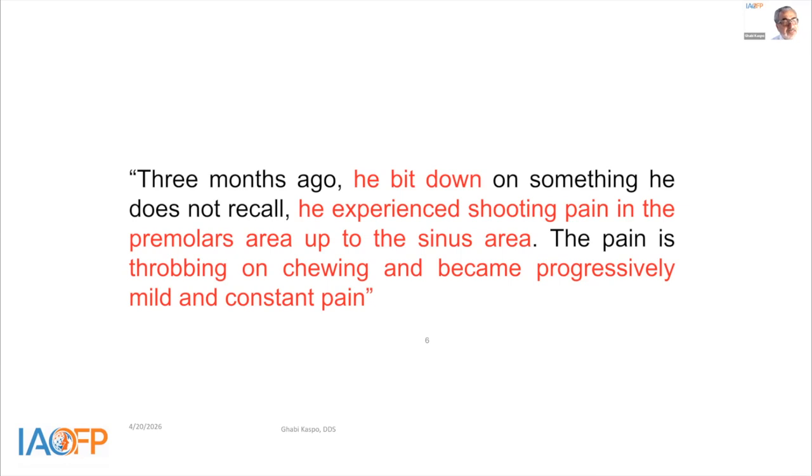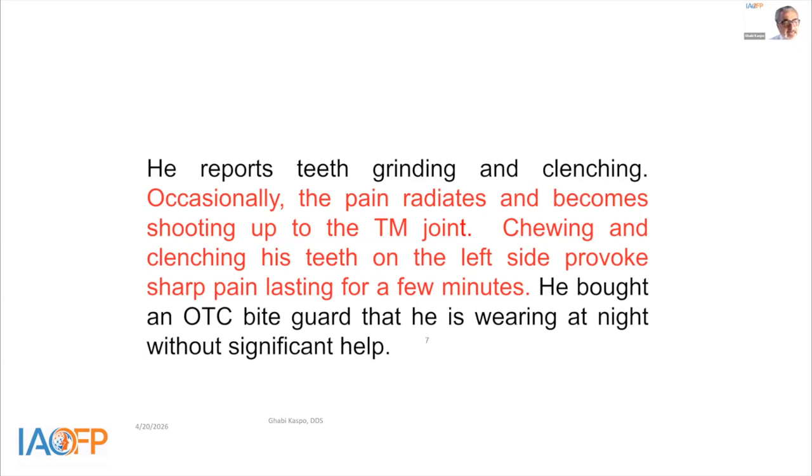His history was that 3 months ago, he bit on something he does not remember and started experiencing shooting pain in the premolar area, up in the sinus area. The pain was throbbing, became more aggressive with chewing, and then became mild and constant. He reported that he clenches his teeth. Occasionally he gets radiating pain that becomes shooting to the TM joint area. Chewing and clenching provoke his sharp pain.